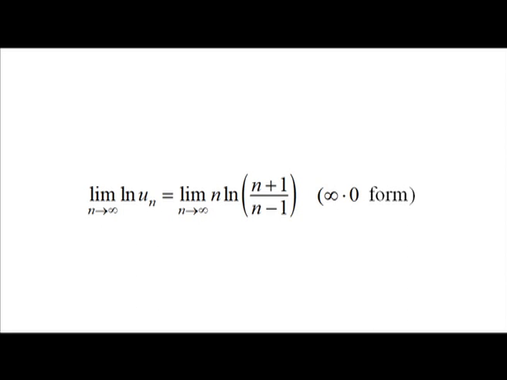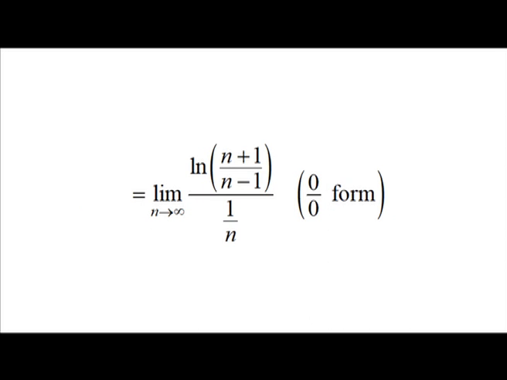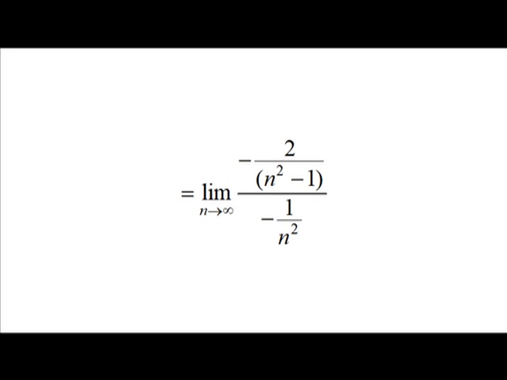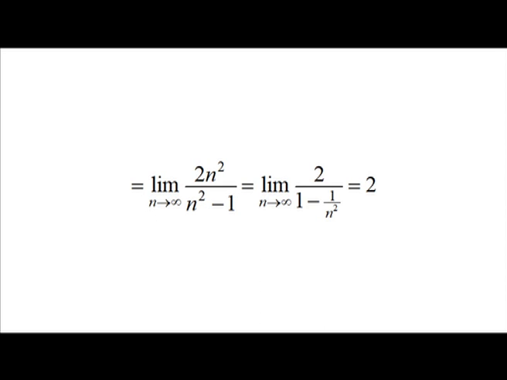Therefore, limit of natural log un as n approaches infinity equal to limit of n times natural log of n plus 1 upon n minus 1 as n approaches infinity, which is in infinity into 0 form, which is equal to limit of natural log of n plus 1 upon n minus 1 upon 1 upon n as n approaches infinity, which is in 0 upon 0 form, which is equal to limit of negative 2 upon n square minus 1 upon negative 1 upon n square as n approaches infinity applying L'Hopital's rule, which is equal to limit of 2 n square upon n square minus 1 as n approaches infinity, which is equal to limit of 2 upon 1 minus 1 upon n square as n approaches infinity, which is equal to 2.